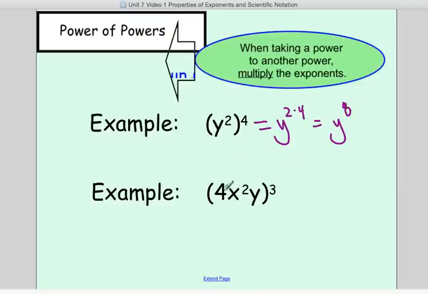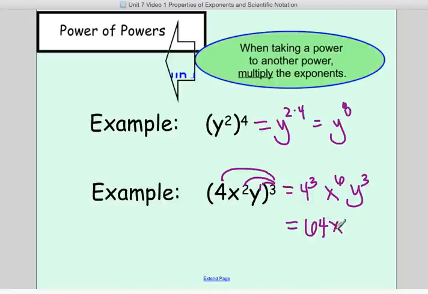The next one, there is more than one piece here, so each thing needs to be taken to the third power. So it's really 4 to the third, x to the 2 times 3 is 6, and this is y to the first, so 3 times 1 is 3, so y to the third. Then I would simplify a little bit further. 4 to the third is really 4 times 4 times 4. You can also type it in on your calculator, which gives you 64, x to the 6th, y to the third.